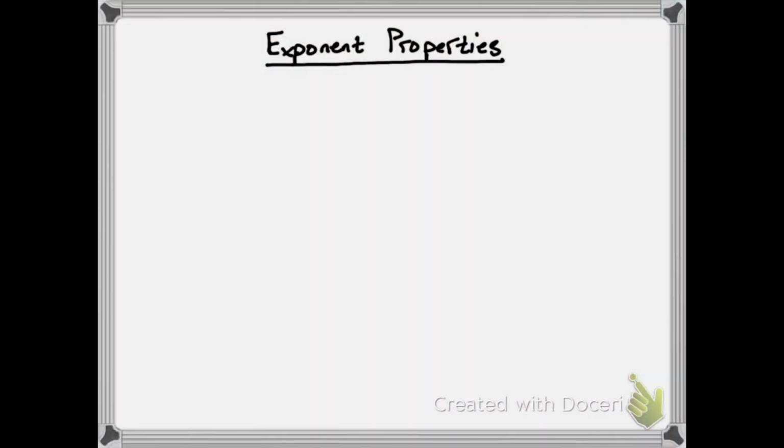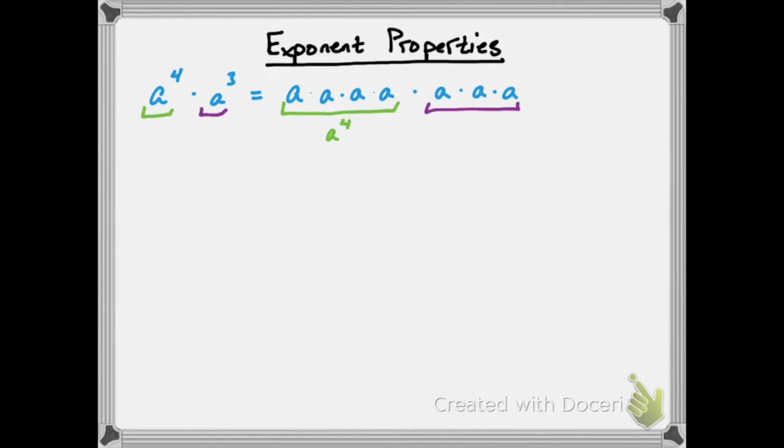The most common property of exponents that we run into happens when we multiply two terms together with the same base. For example, something like a to the fourth times a to the third. Here they both have the same base of a. If we expand this into what it actually means, a to the fourth literally means a times a times a times a. We're multiplying that by a to the third, which means a times a times a.